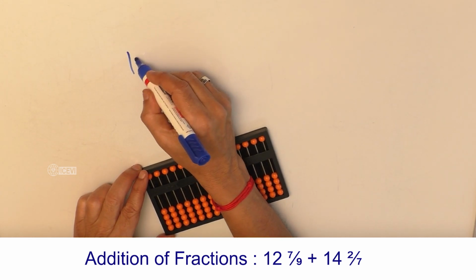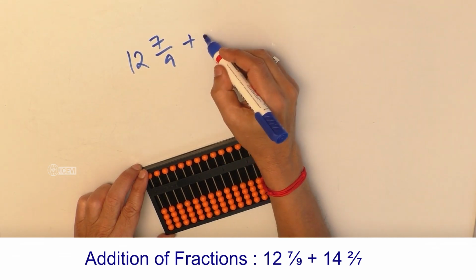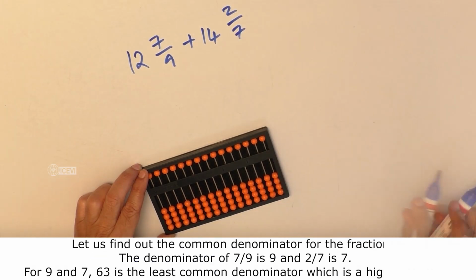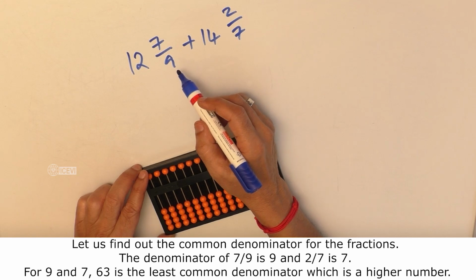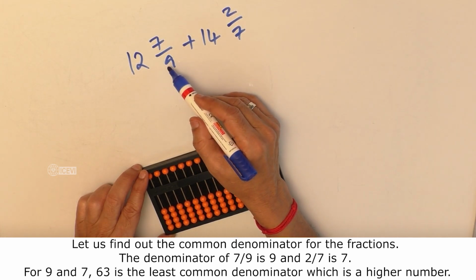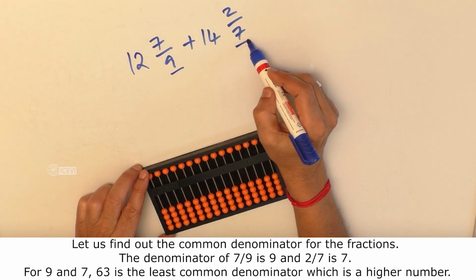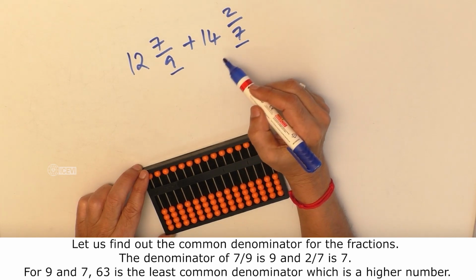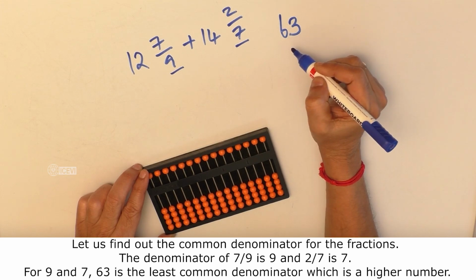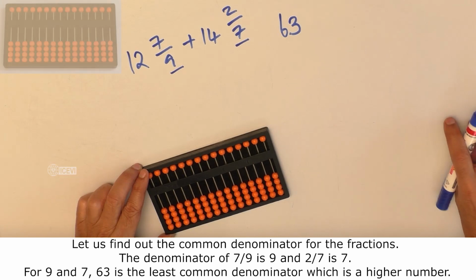Example: 12 7/9 plus 14 2/7. Let us find out the common denominator for the fractions. The denominator of 7/9 is 9 and of 2/7 is 7. For 9 and 7, 63 is the least common denominator, which is fairly a higher number.